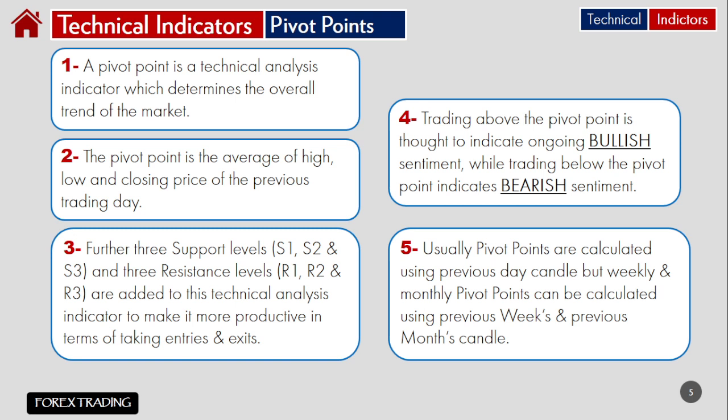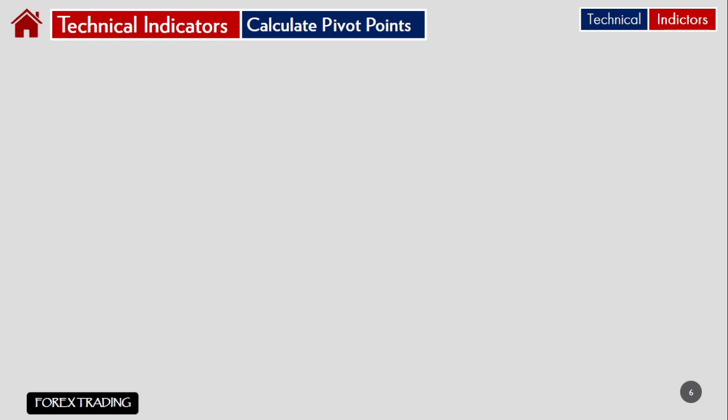Number five, usually pivot points are calculated using the previous day candle, but weekly and monthly pivot points can be calculated using the previous week's or previous month's candle. But usually in practice, you apply it on the previous day's candle.